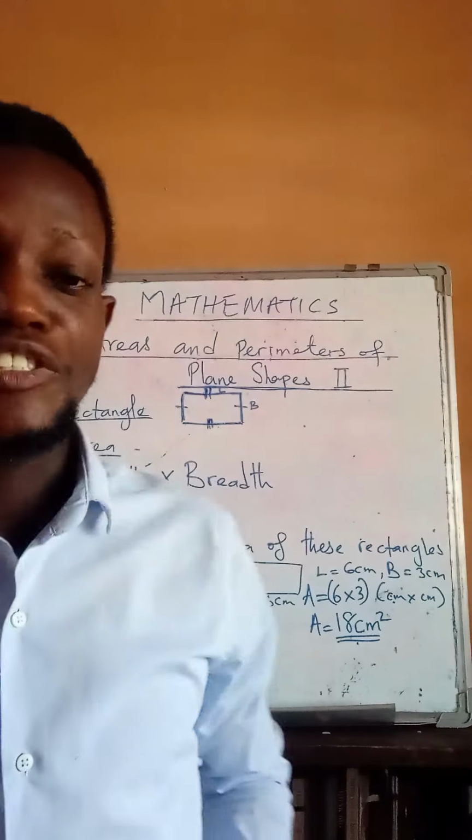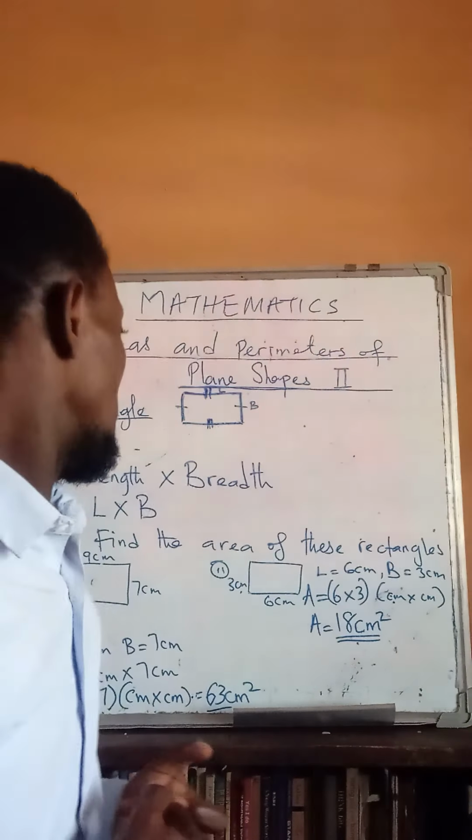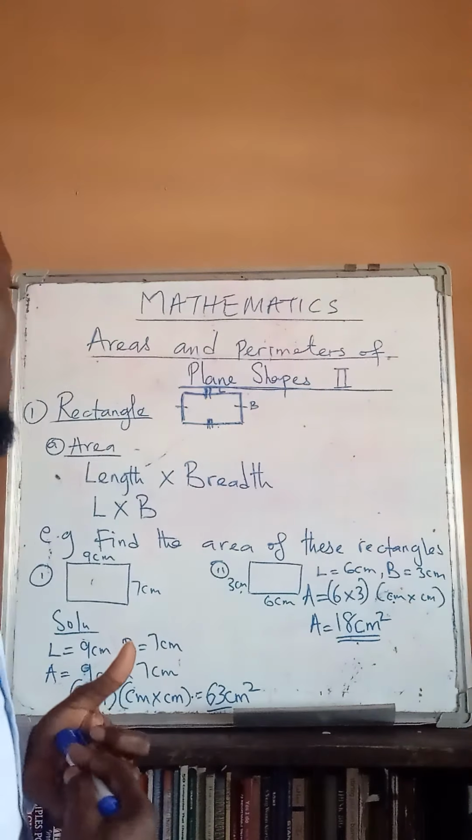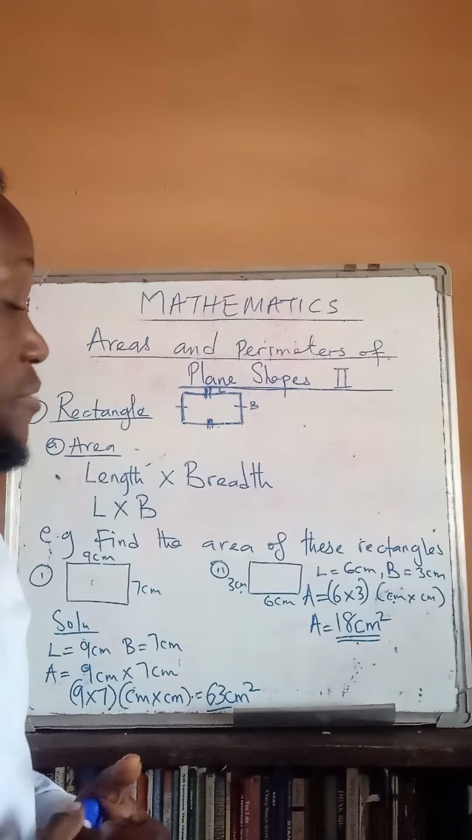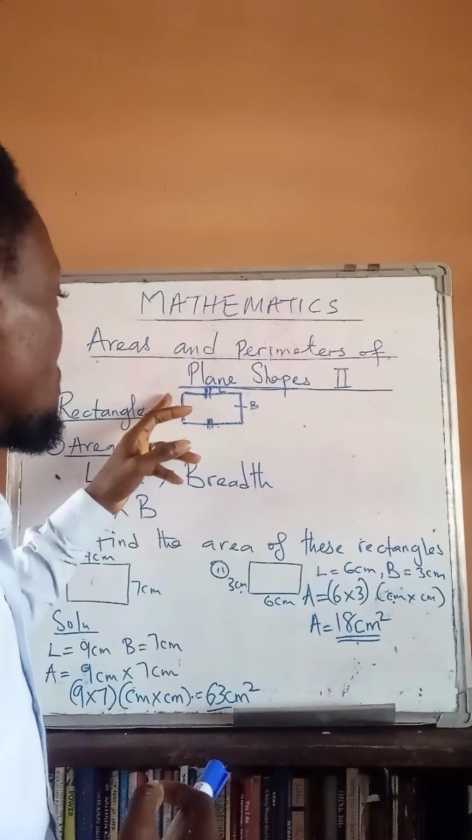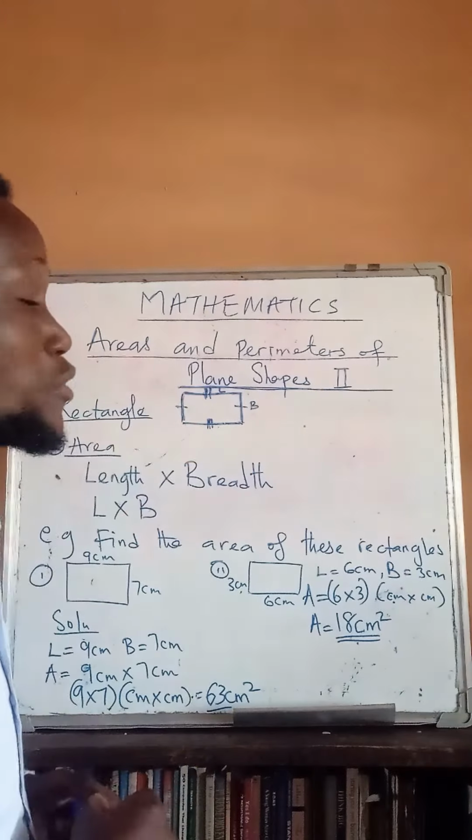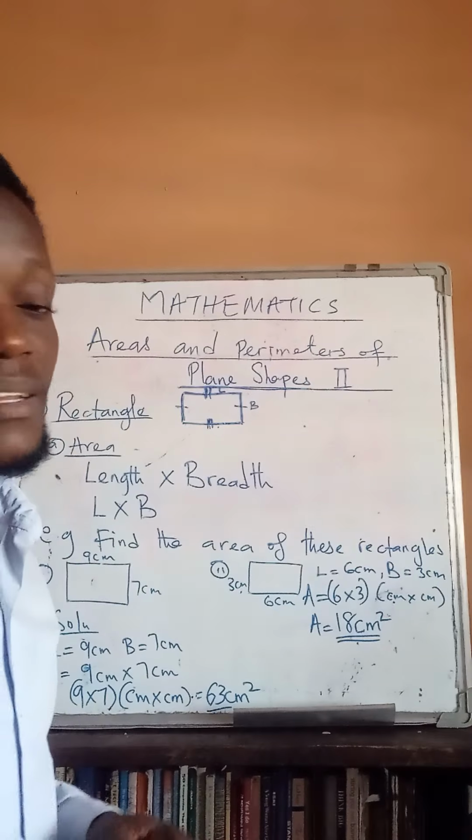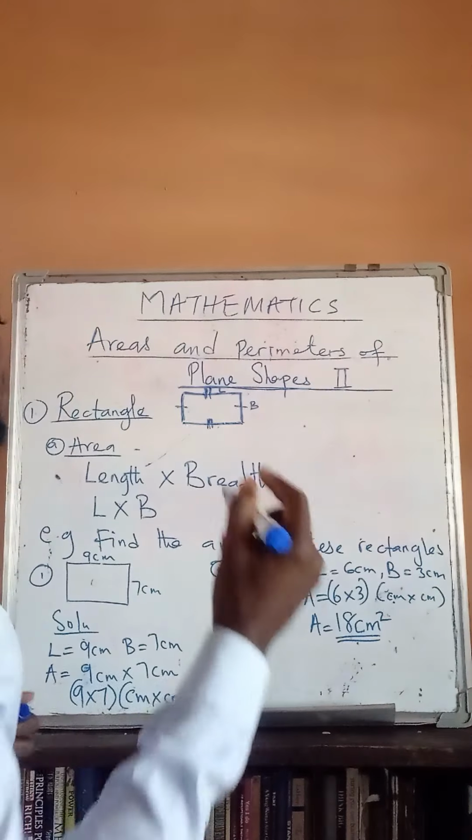Areas and perimeters of plane shapes 2. Now, the first plane shape we are going to be discussing is a rectangle. The rectangle is bounded by 4 lines, of which 2 opposite lines are equal. What do I mean by this?